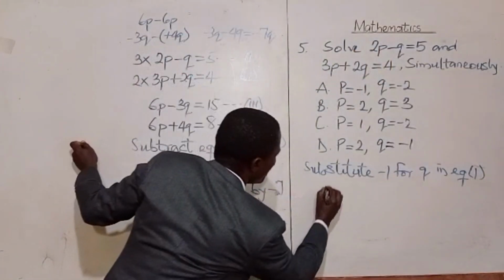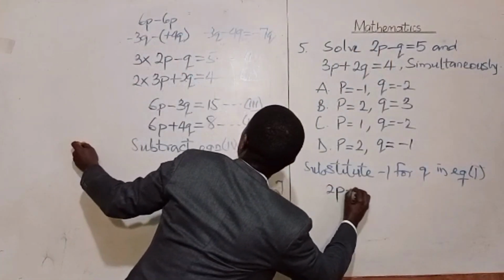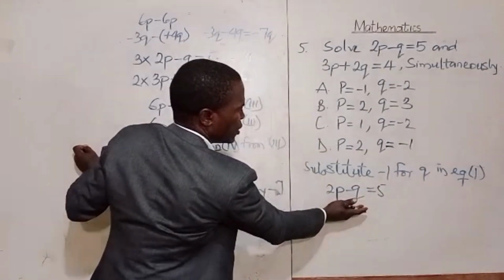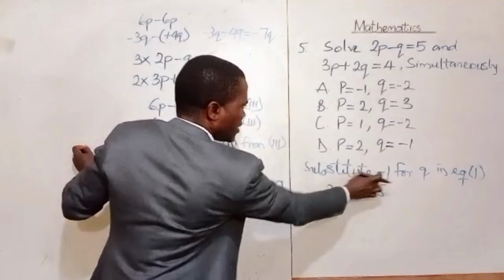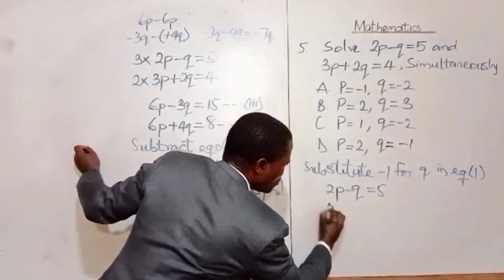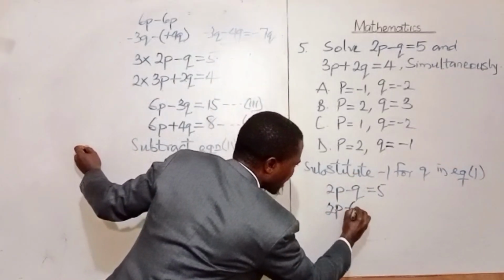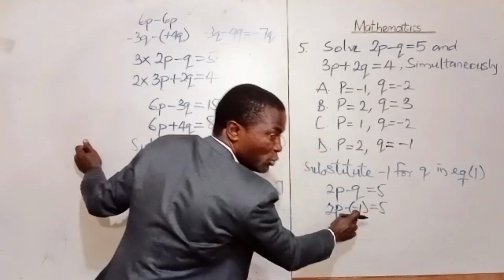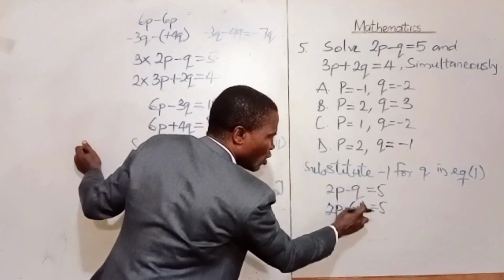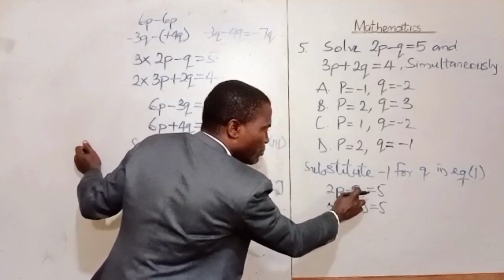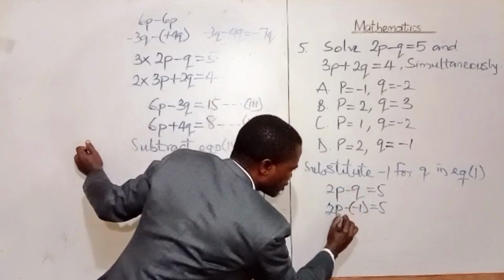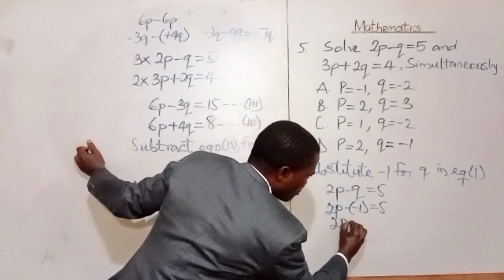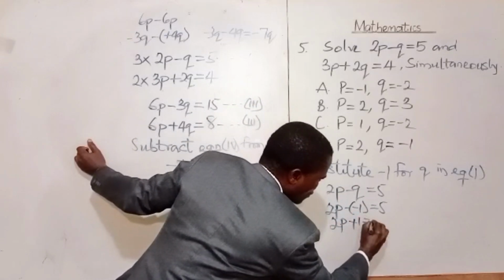Equation 1 is what is written here. So we say 2p minus q is equal to 5. This is equation 1. In place of q, we put minus 1. So here is going to be 2p minus bracket minus 1 is equal to 5. We are substituting minus 1 in place of q. Minus times minus is plus. So we have 2p plus 1 is equal to 5.